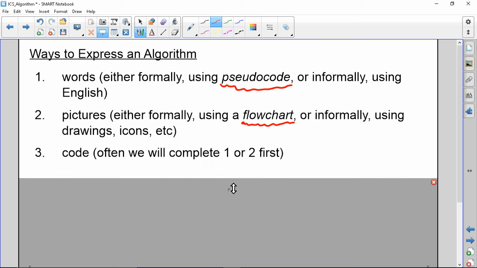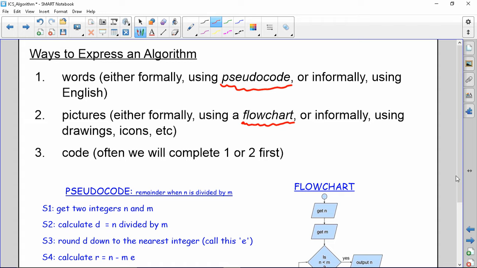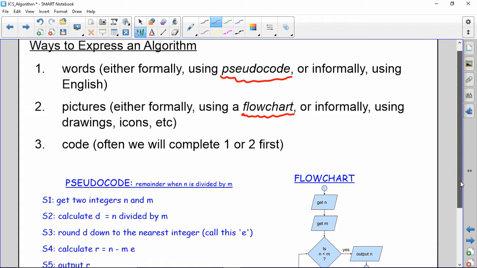Of course, we can express an algorithm as code, and that's often what we want to do. We want to code an algorithm into the computer. Often, we'll complete one or two first. If a program's worth any merit, it often needs some planning, and an algorithm is the plan behind a program. So here are some examples just to get you thinking for later.